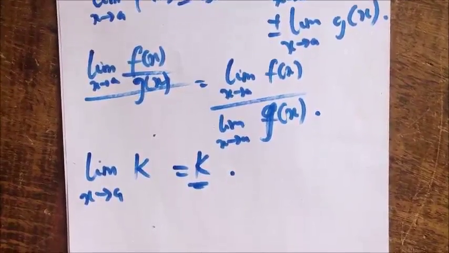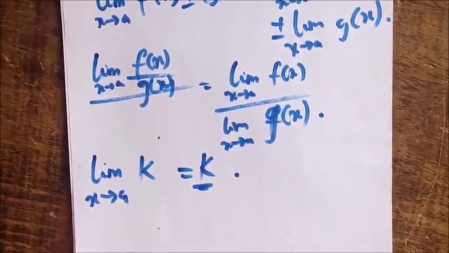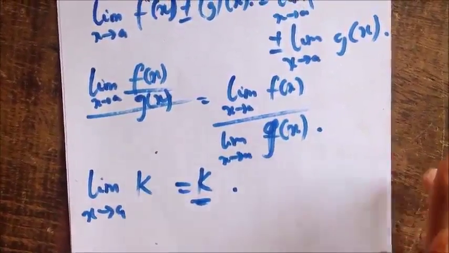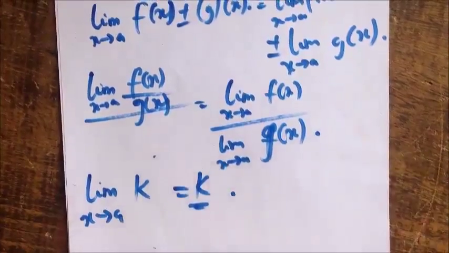When we are trying to find limits, what we avoid most of all is division by 0. We try to avoid division by 0.